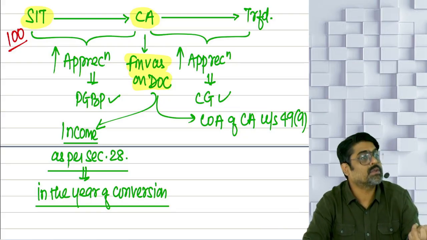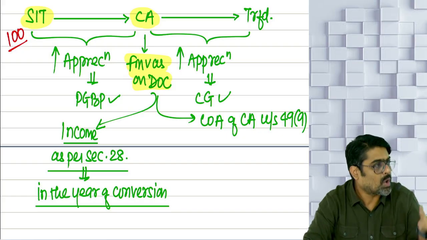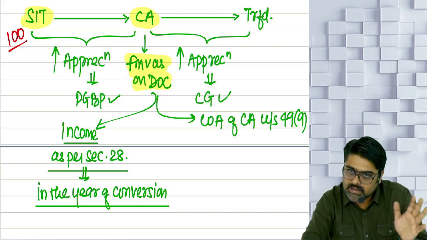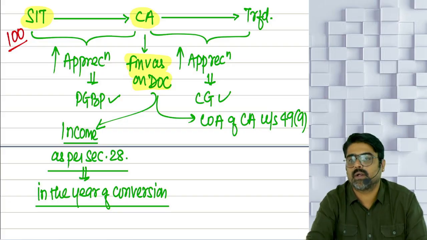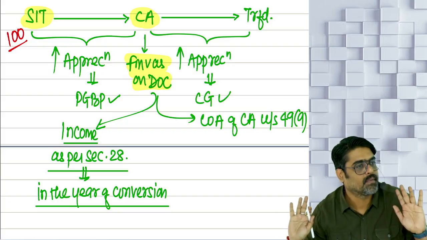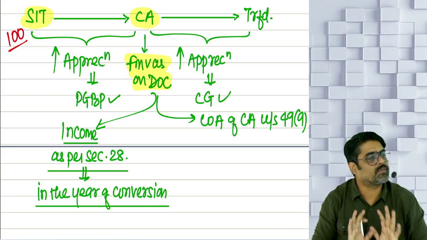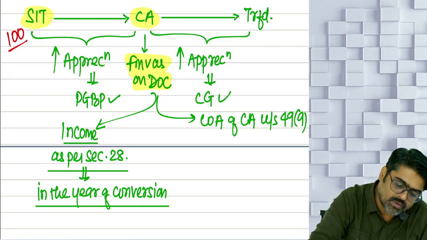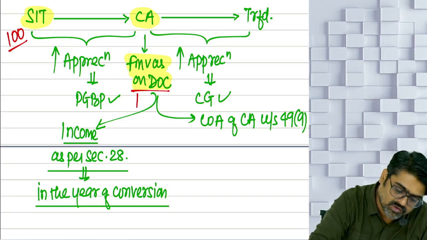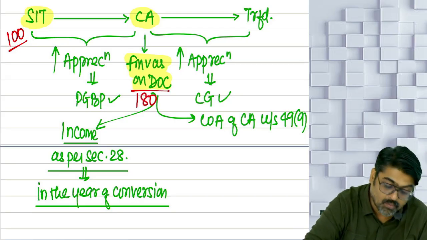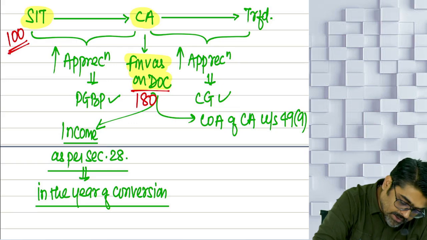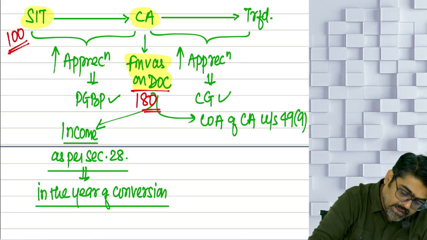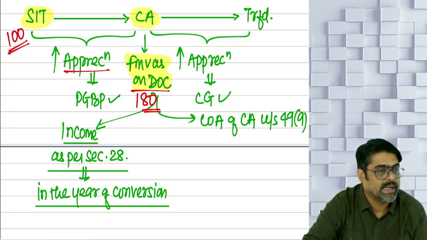So now whatever shares, whatever stock in trade was with me, that entire stock in trade I will convert into my capital asset. Now these shares I will start holding as my capital asset. So at the time when I converted them into capital asset, the fair market value was 180. How much? So from 100 to 180, there is an appreciation of 80 rupees.